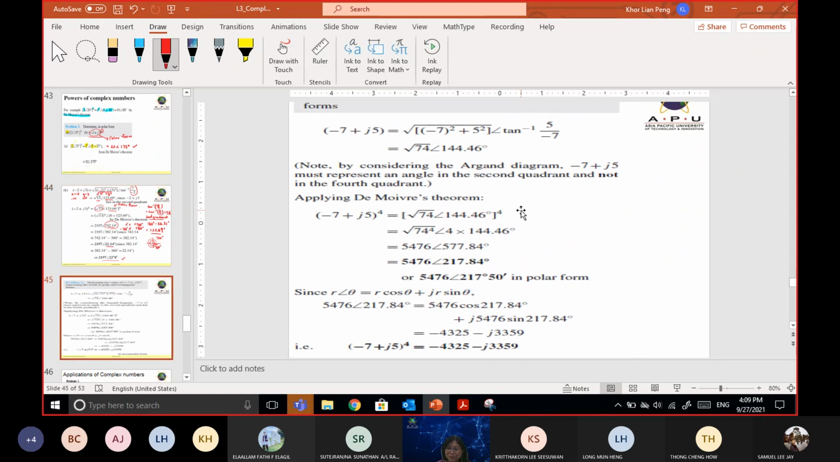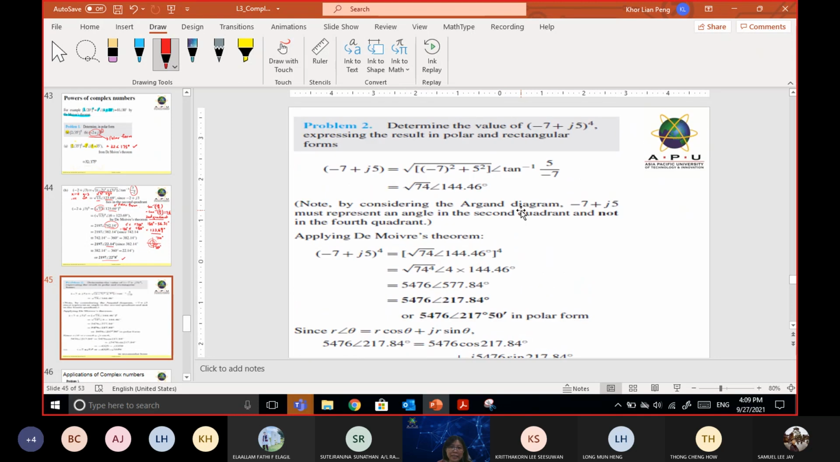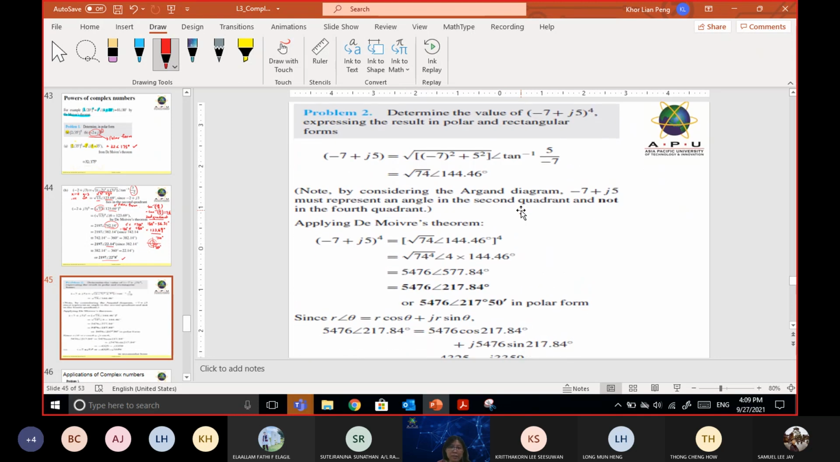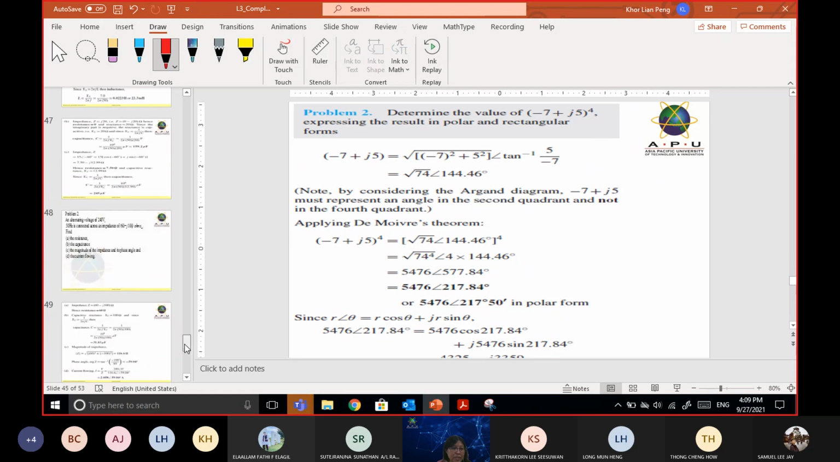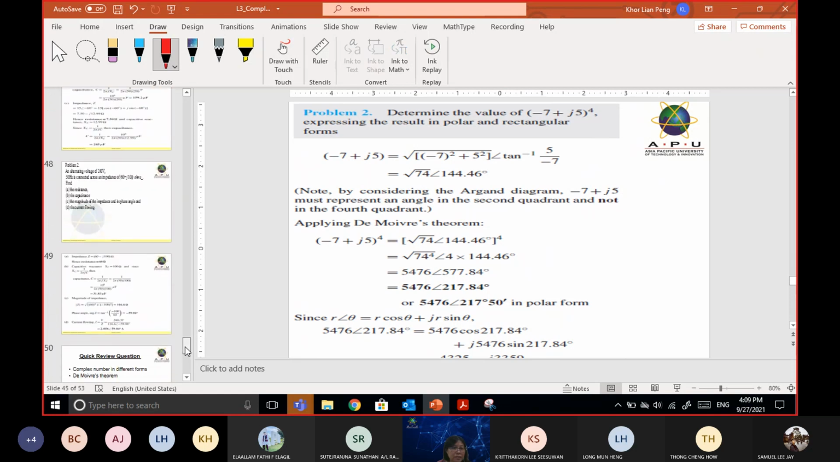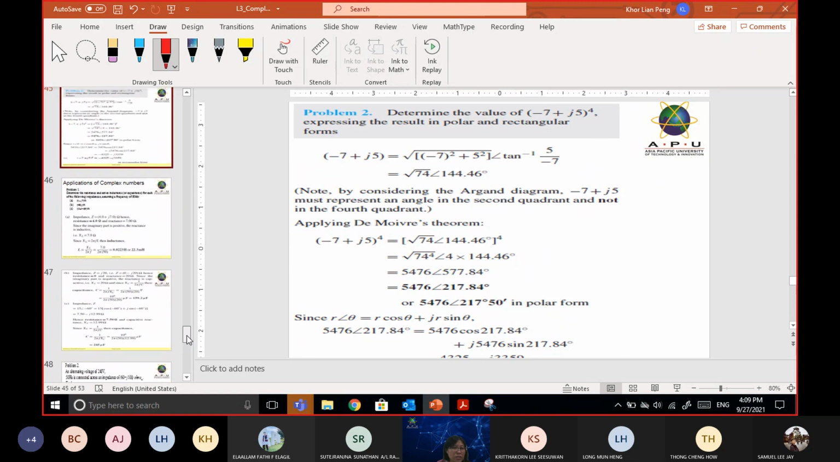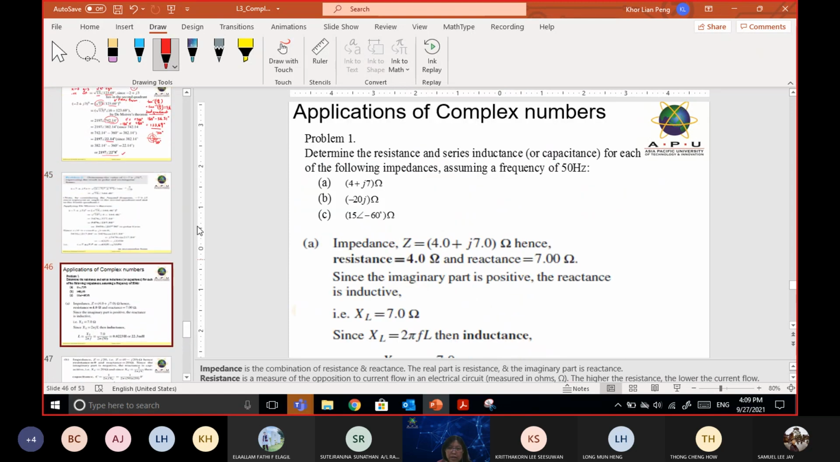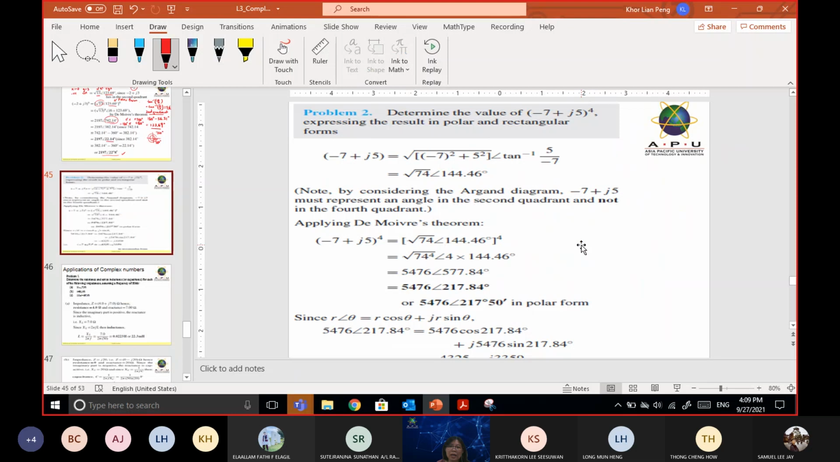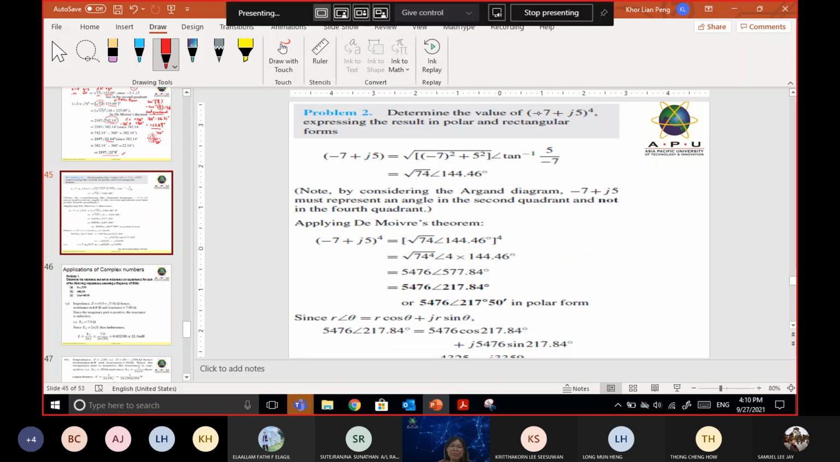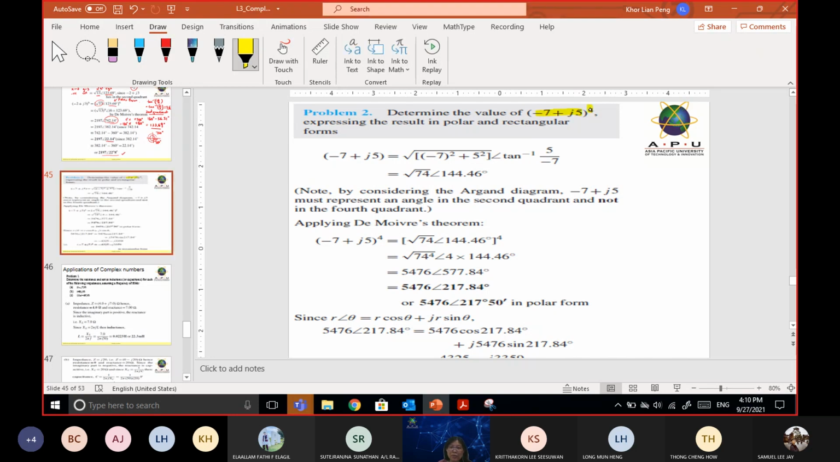Okay, next one. This is regarding De Moivre's theorem again. We almost finished already, so the rest is an application. Now for the next one: determine the value of (-7 + j5) to the power of 4. This one requires power of 4, and you require the answer in polar form and rectangular form.